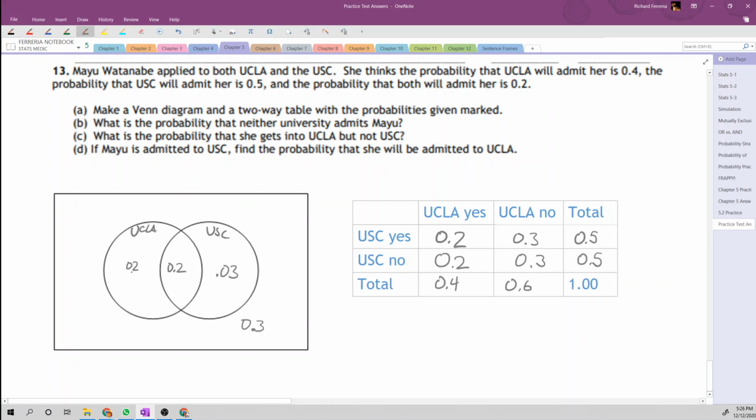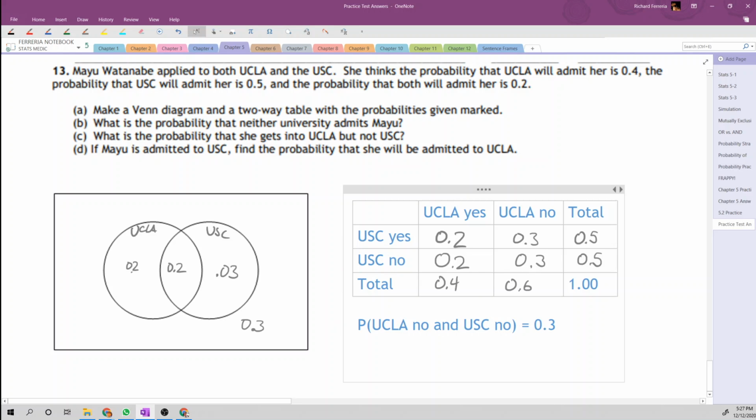Which brings us to part B. What's the probability that neither university admits Mayu? Once again, this is an AND probability, so we're looking at an inside cell. Since all the numbers are already probabilities, we don't have to do any division, although it probably doesn't hurt. 0.3 divided by 1 is still 0.3. So again, this AND probability means we're looking at an inside cell for UCLA no and USC no, the intersection of both of them.